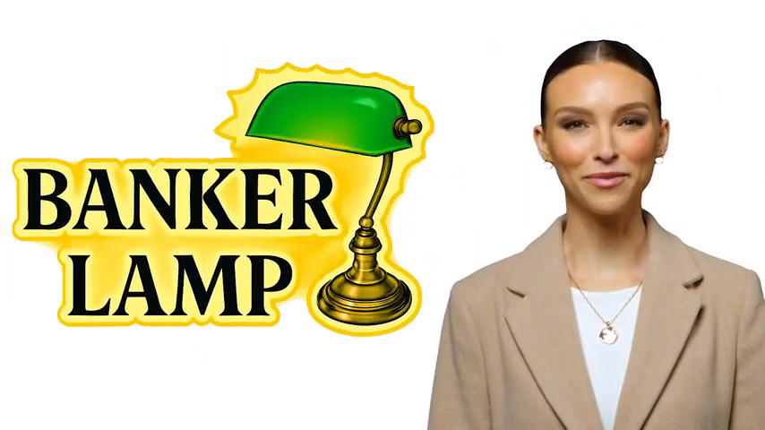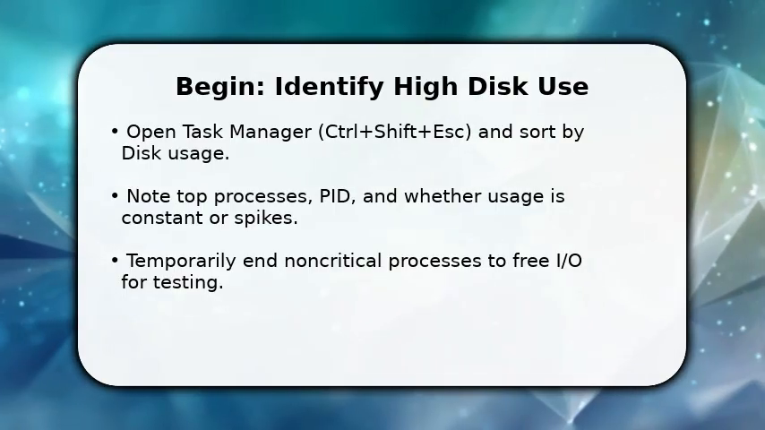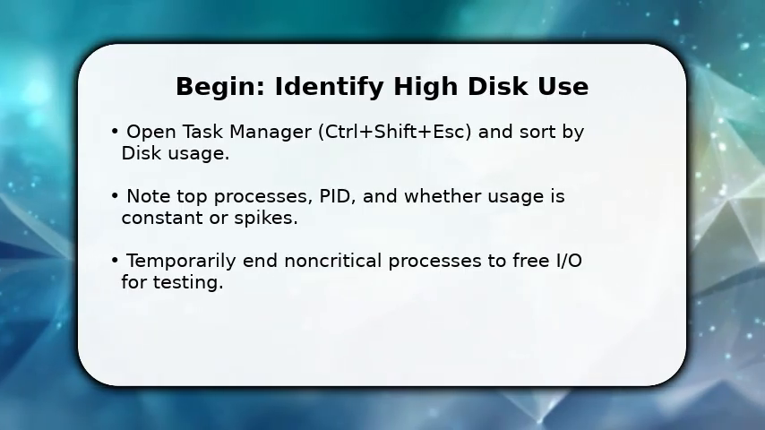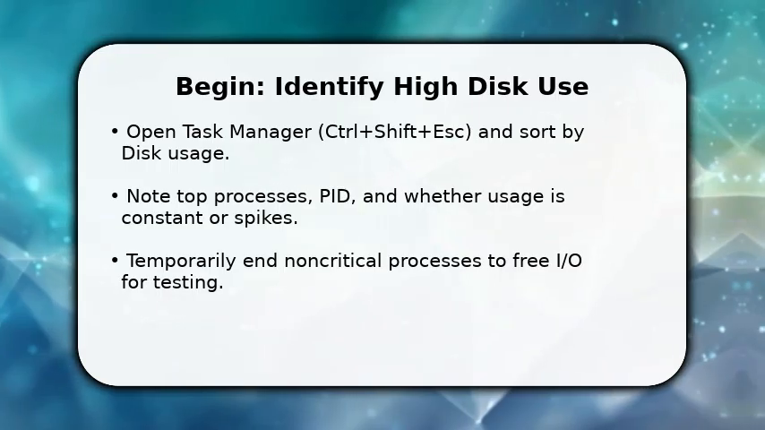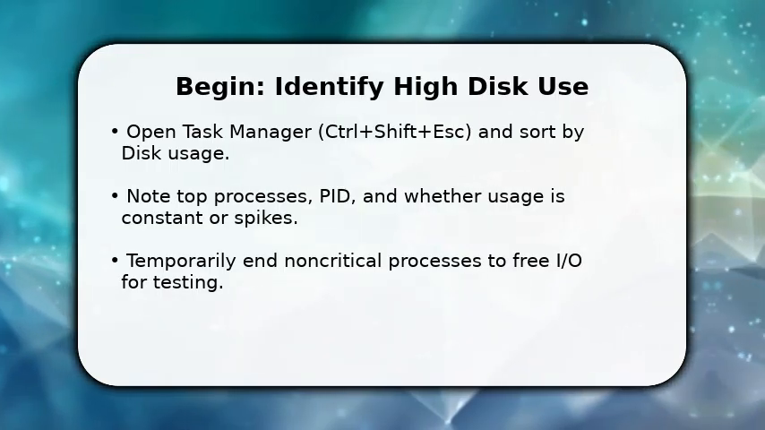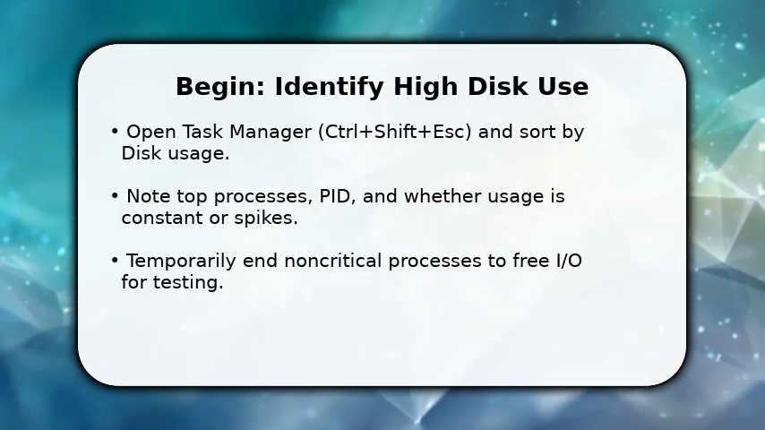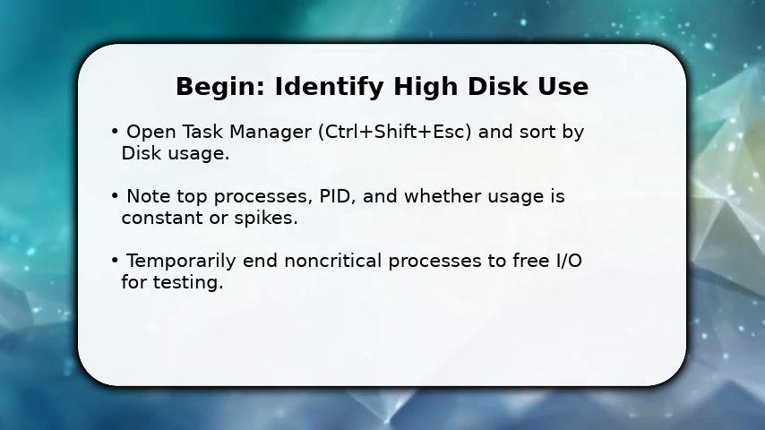Please enjoy the video. You start by locating the source. Open Task Manager and sort by disk to see what's driving 100% usage. Once visible, note process names and PIDs so you can test safely. You need that before making changes.